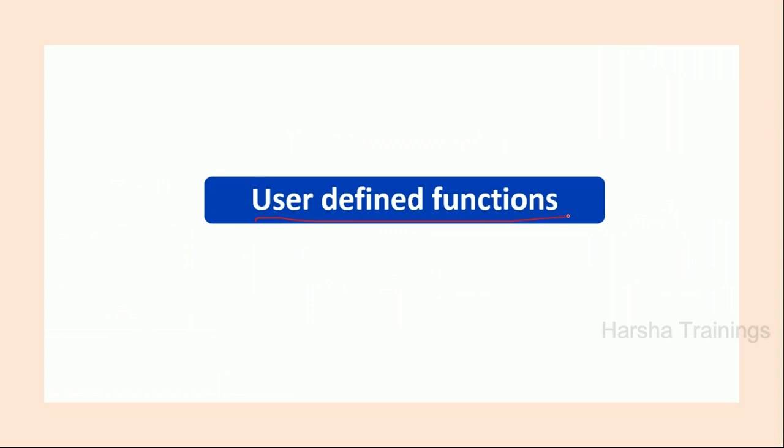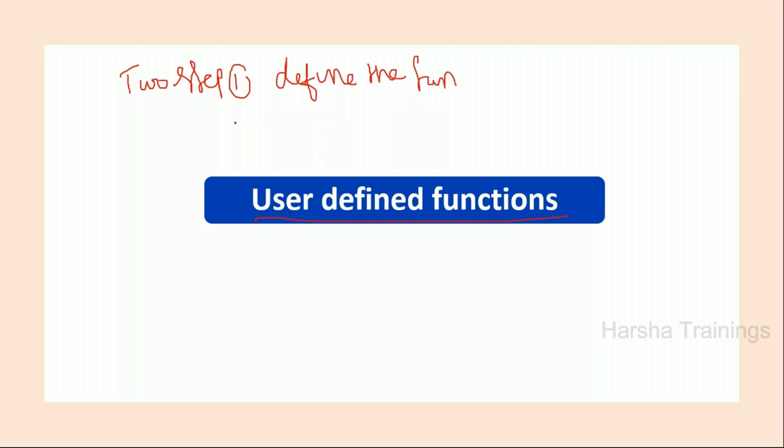Okay, now I'll stop my discussion here and I'll enter into what is a user-defined function. Shall I go? Now, in order to write a user-defined function, it is a two-step process. First one is define the function. Second step is call the function. If you want to write your own function, you have to follow these two steps. Now, in order to define the function, the syntax is def.